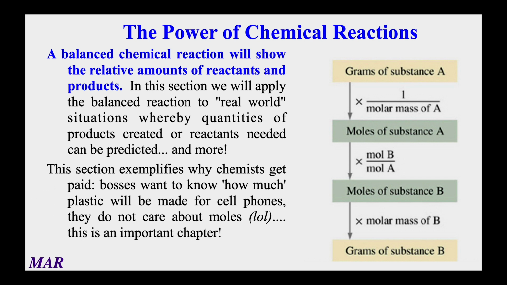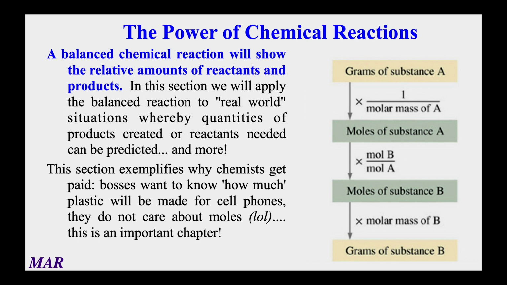This section really exemplifies why chemists are employed by corporations, because people want to make plastic for their cell phones or wire for their computers or whatever, or food, anything like that. And sometimes you need a chemist to tell you how much you need and how much will be created. And of course, if the chemist converts it wrong, then they'll get fired, which is bad.